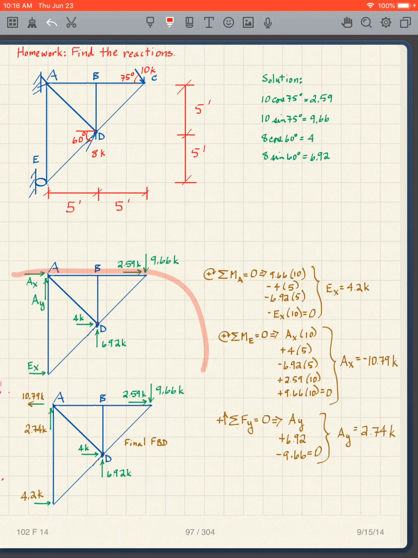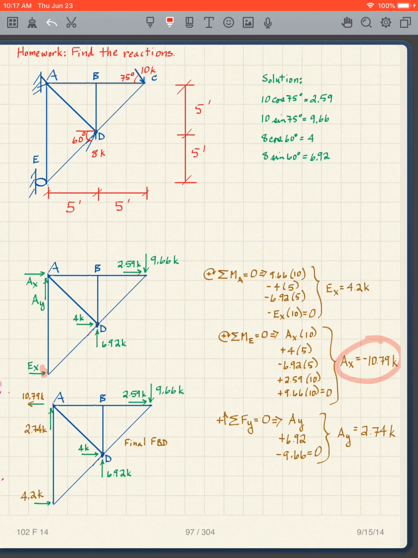This one is clockwise, so it's positive. So I'm taking moments about E. That's going to be clockwise, so it's positive. The 2.59 also is going to be clockwise, so it's positive. The 9.66 is clockwise, so it's positive. The 6.92 is counterclockwise, so it's negative. And the 4 kips is clockwise, so it's positive. So those are all the signs.